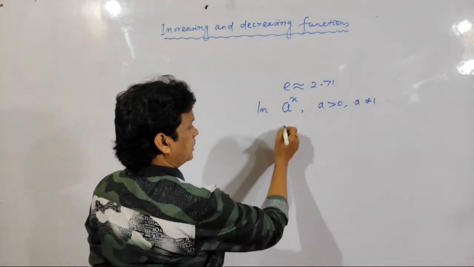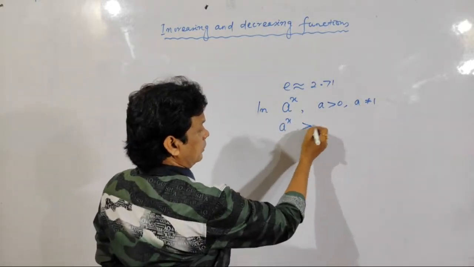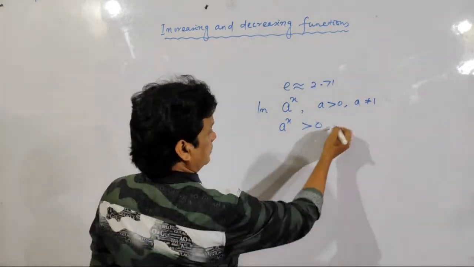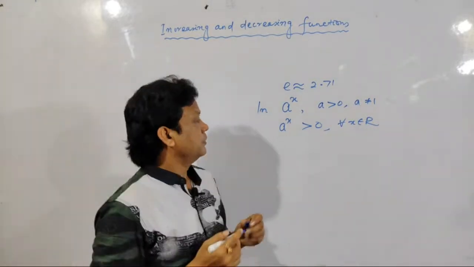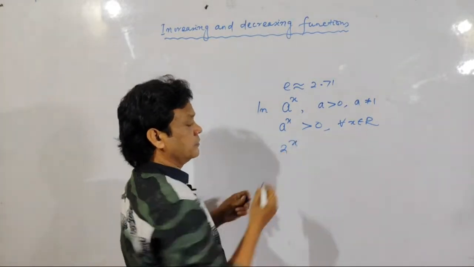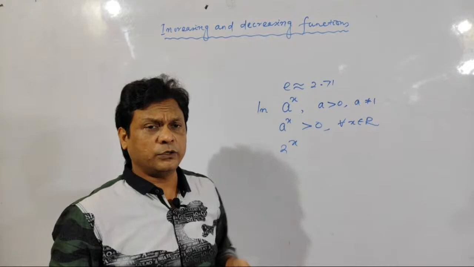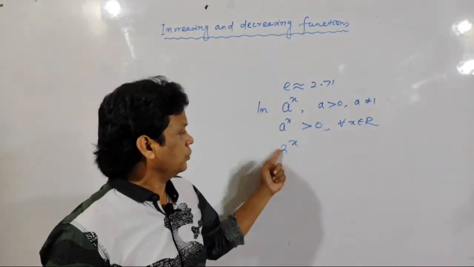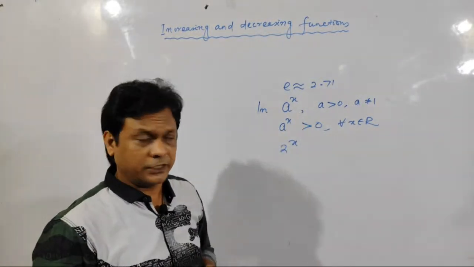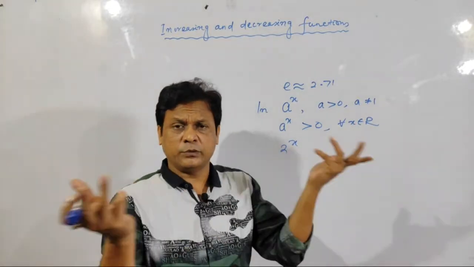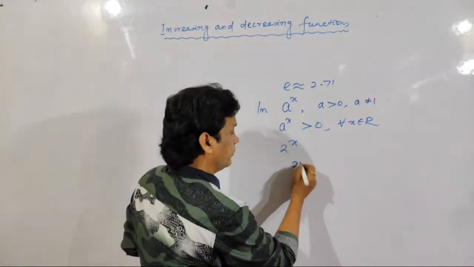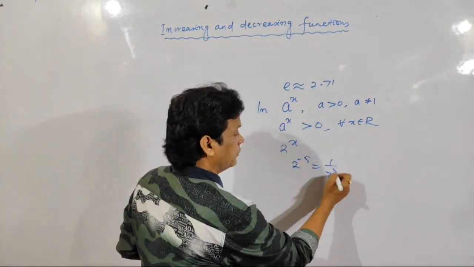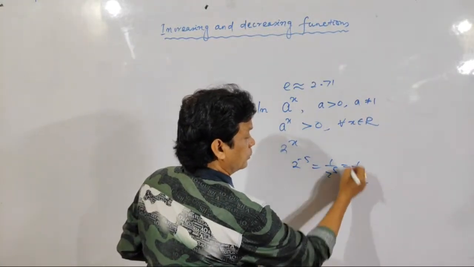Now, an exponential function is always positive for all x. For example, 2 to the power x. If we put x equal to any positive or negative number or 0, if we put 0, 2 to the power 0 is 1, so it is positive. And if we put 2, then 2 squared is 4, it is also positive. And if we put minus 5, 2 to the minus 5 is 1 by 2 to the 5, which is equal to 1 by 32, it is also positive.